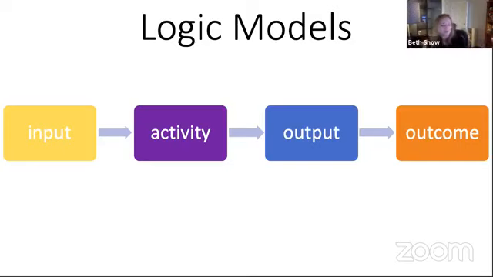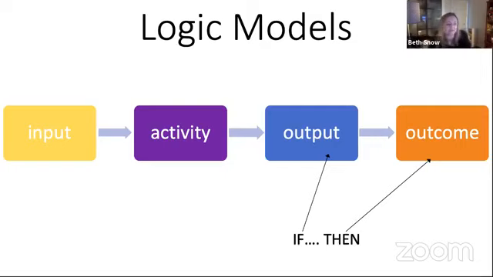And then another really important part of logic models are these arrows. So the arrows represent the if-then logic that link these things. So if we have this input, then we can do this activity. If we have this activity, then we'll get this output, and then if we get this output, we're hoping to get this outcome. So it sort of represents a theory.